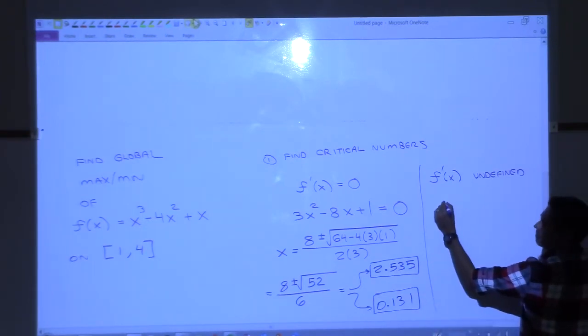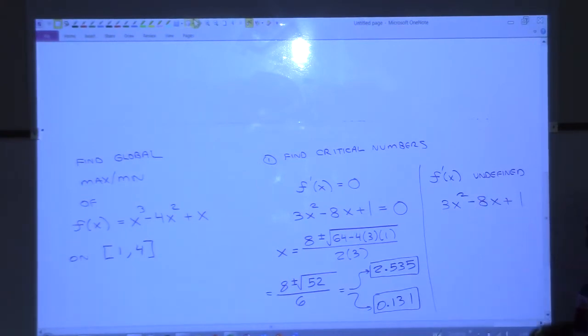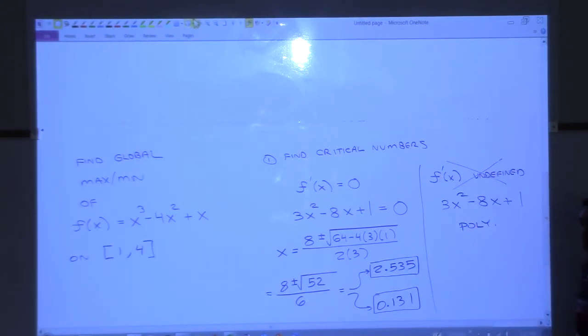Look at the derivative. The derivative is 3x squared minus 8x plus 1. Is this thing ever undefined? No, there's no number you can plug into this that's going to cause a problem, right? This derivative is a polynomial, so it's defined everywhere. There's no square root, so we don't have to worry about negative numbers. There's no fraction, so we don't have to worry about division by 0. There are all these things that could happen that aren't going to happen because this is a polynomial. So do we ever have the derivative undefined? No, because this is a polynomial. Does that make sense? Okay.